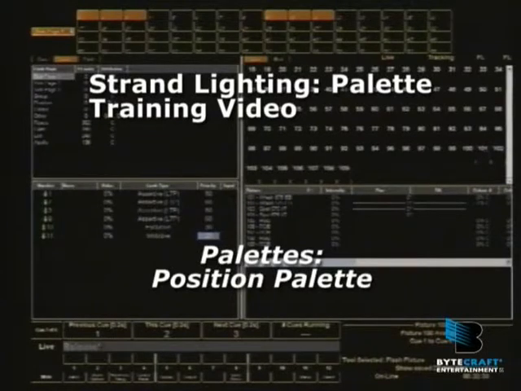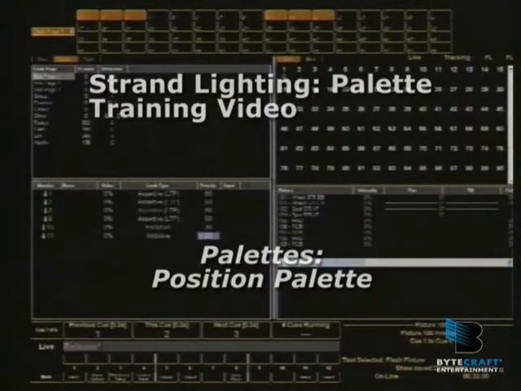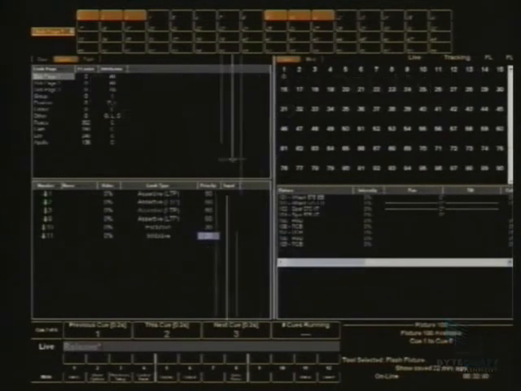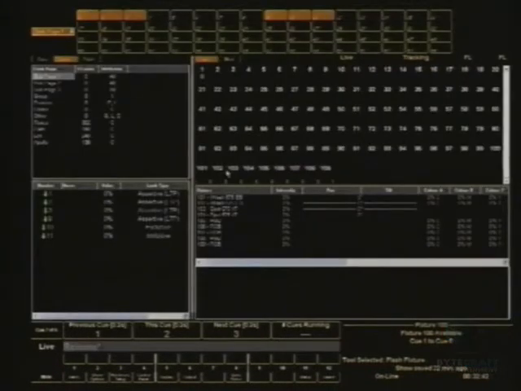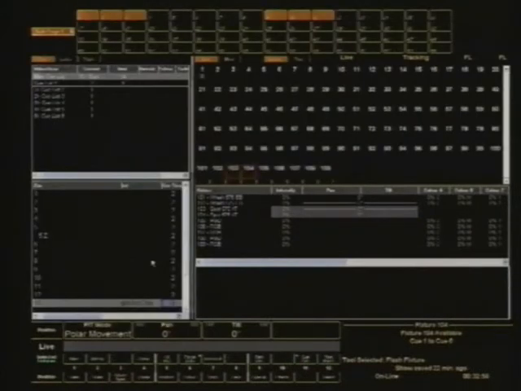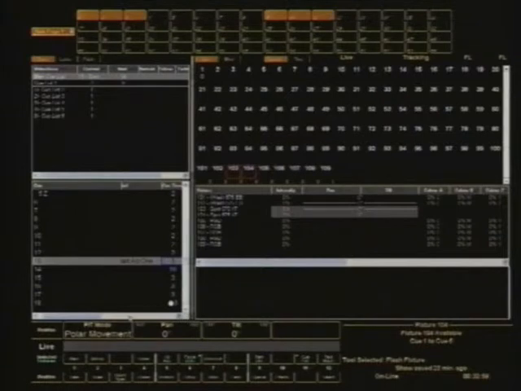We've got our moving lights here. Now, you might recall when I was talking about moving lights and cues, we had these two lights here go to one side of the stage and then the other. So what I'm going to do is load the information from those cues back into the programmer so that I can record them into a palette.